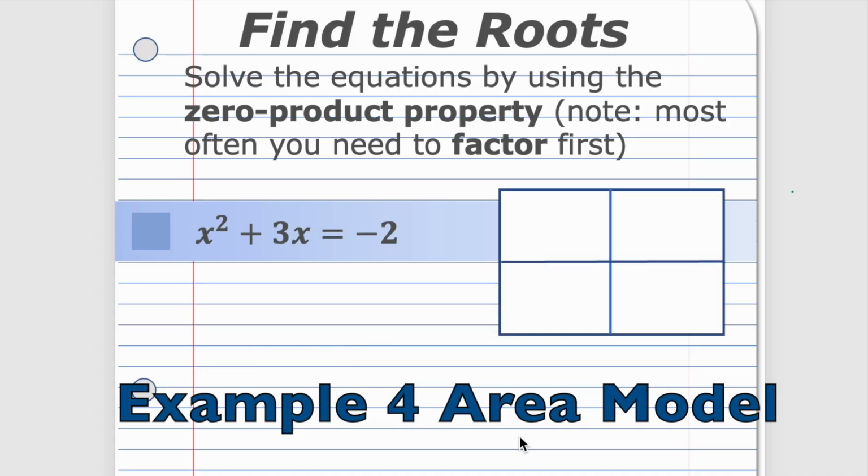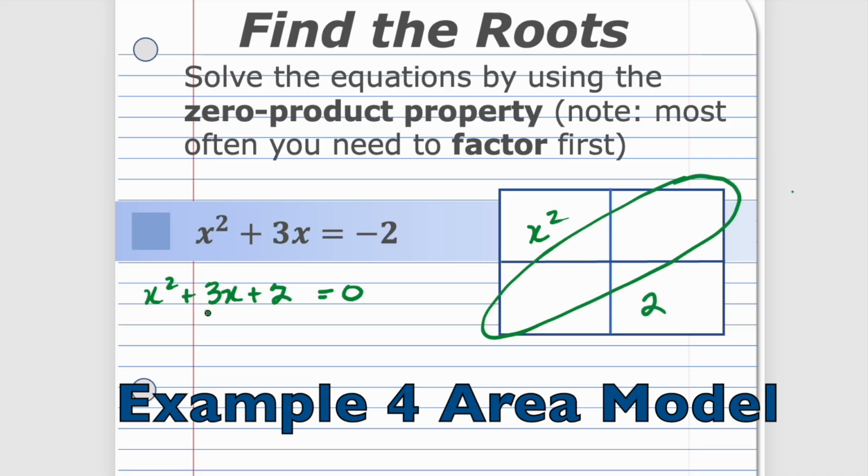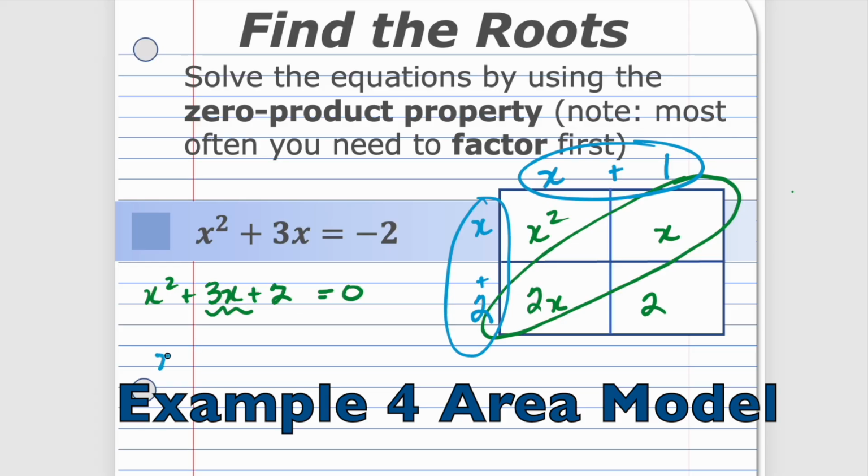Using our area model, we'll start with everything on the left side once again. x squared plus 2. We need to find two numbers that add up to the 3x, and that would be a 2x and an x. We have x times x is x squared. We need a 1 there. We need a 2 there. They're both plus. x plus 2 times x plus 1.